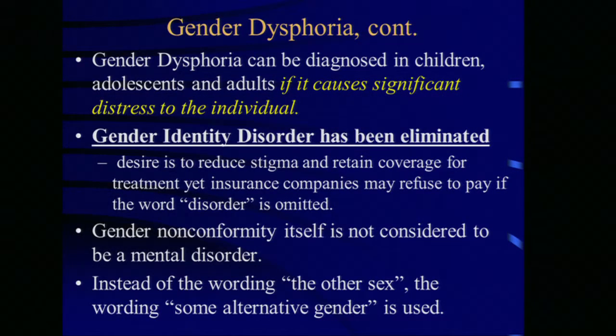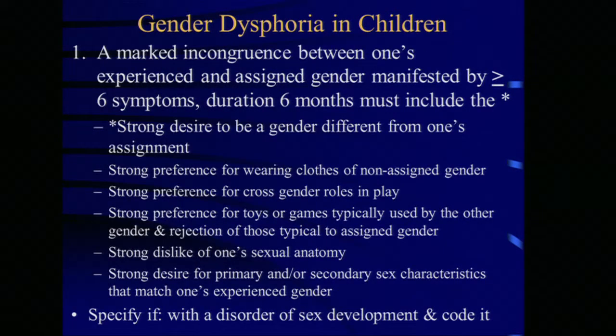So while they dealt so well with so many contextual factors in many of the other diagnoses, they did not deal well with a contextual factor with this. It can be diagnosed in kids if it causes significant distress. Gender identity disorder has been eliminated. Gender nonconformity, we know that's not a mental disorder. Instead of the wording "the other sex," it's some alternative gender that's used in DSM-5. So it's a lot better.